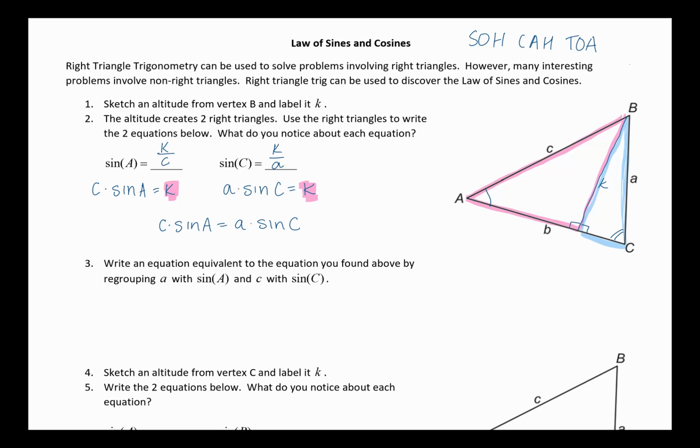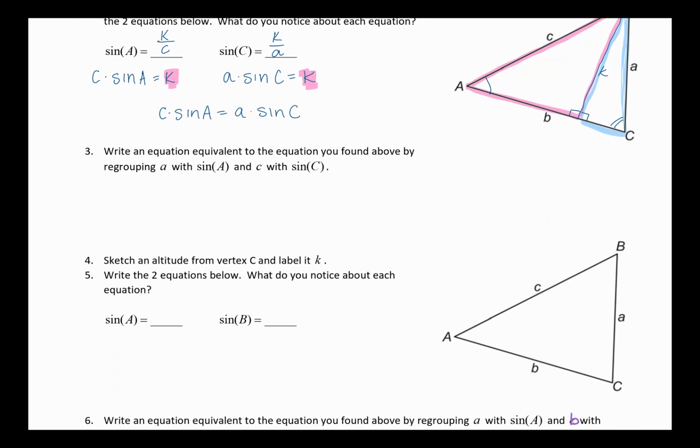If I wanted to move this around so that A is with sine A and C is with sine C, how would I do that? Well, I would divide both sides by A and C. So I would divide this side by A and C and this side by A and C. What I would be left with is sine of A over A is equal to sine of C over C. And again, we're using lowercase letters for the side lengths and uppercase letters for the angles.